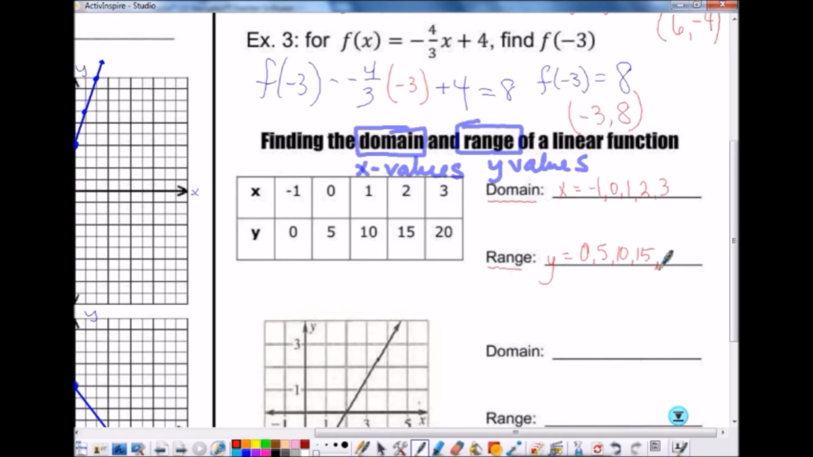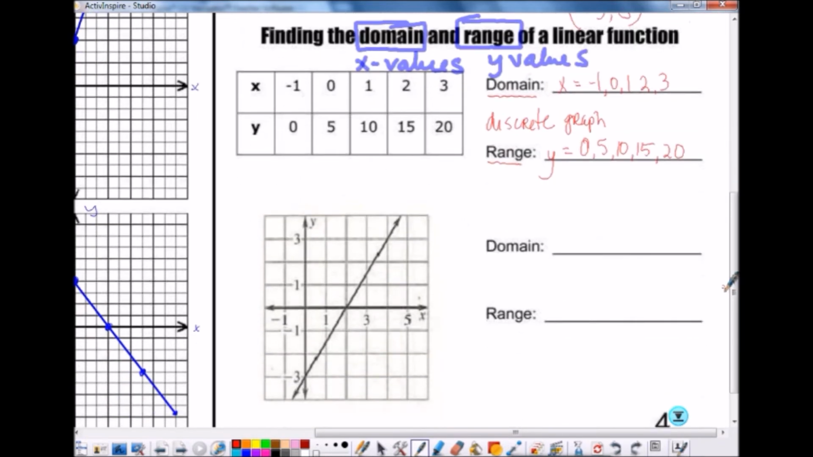So this is easy if this is a discrete graph. Discrete graph means I'm going to give you all the points. But it is a little bit more difficult if I give you a continuous graph. Continuous means I'm going to connect all the dots and it's actually going to be a line.